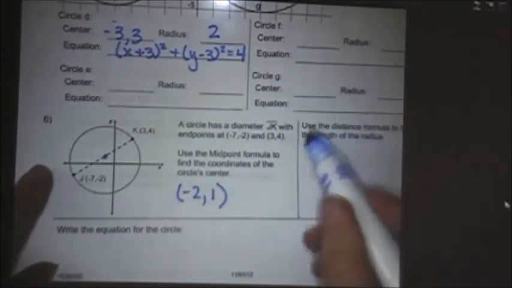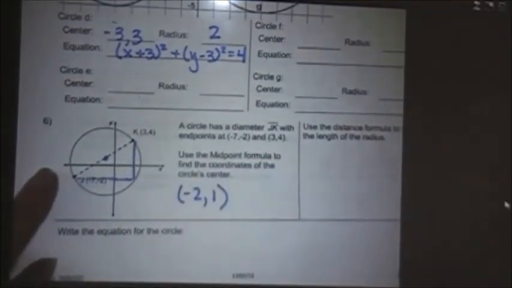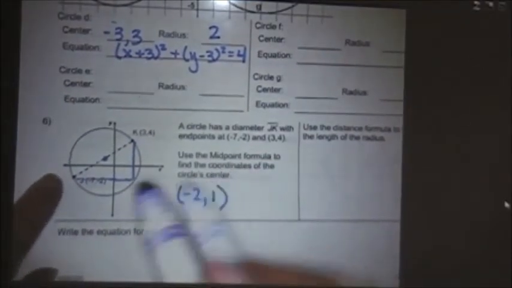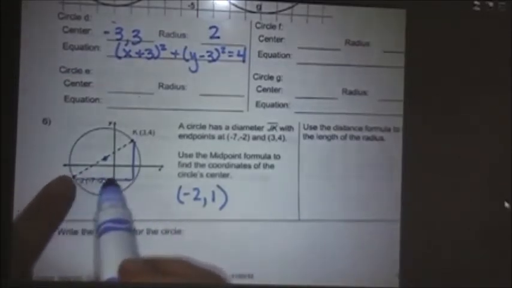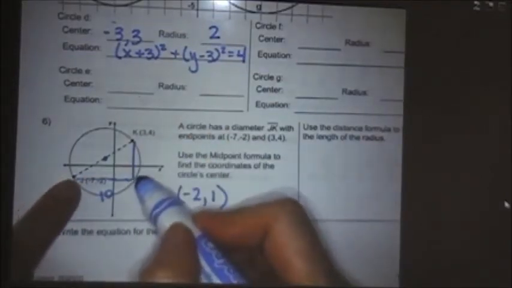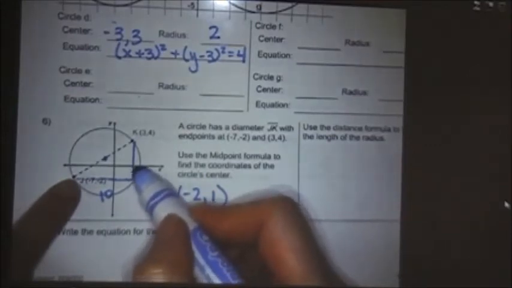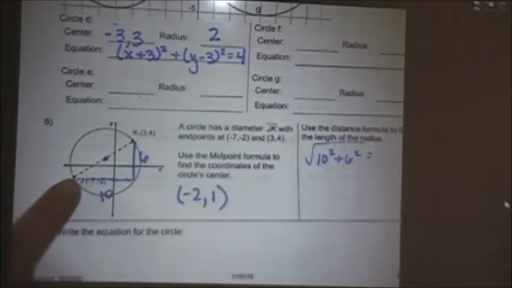Then it says use the distance formula to find the length of the radius. Instead, I'm just going to make a triangle here and use the Pythagorean theorem to find the diameter, and then just halve it, because I think that's a little easier than remembering the distance formula. So across the bottom, I know this is −7 and 3, so all the way across the bottom is 10. And this is down −2 and up 4, so this is 6 long. So I can do 10 squared plus 6 squared and take the square root.